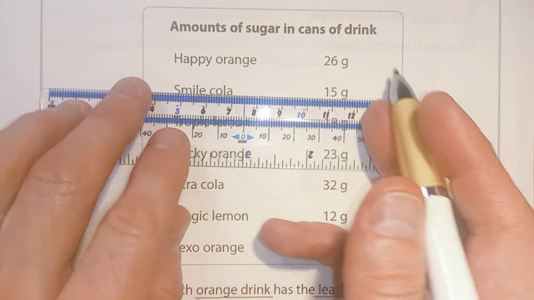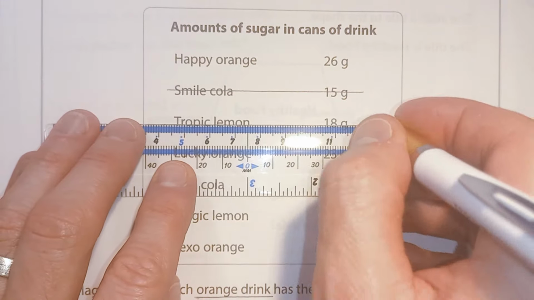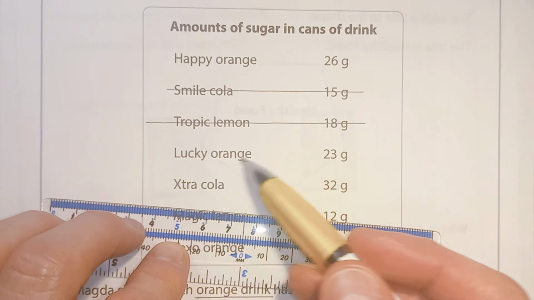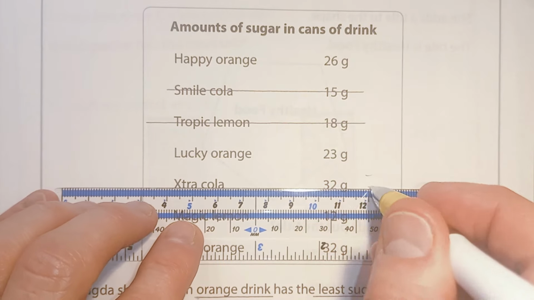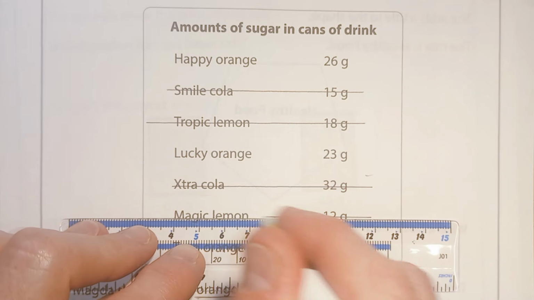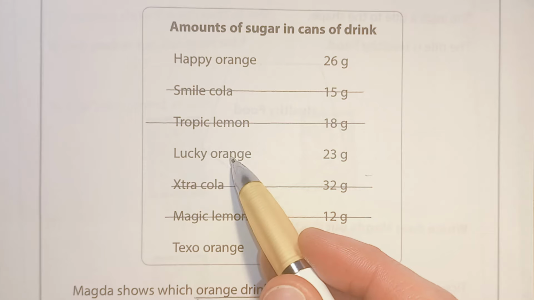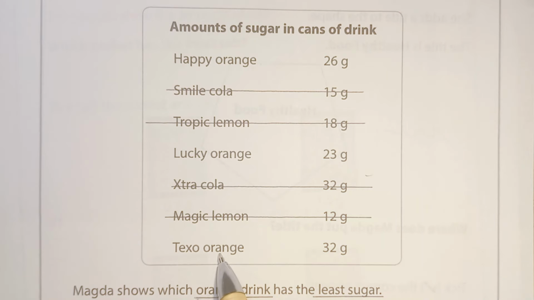So we don't want cola. We don't want lemon. Could be Lucky Orange. We don't want Extra Cola. We don't want Magic Lemon. So orange drinks, we've only got Happy Orange, Lucky Orange, or Texo Orange.